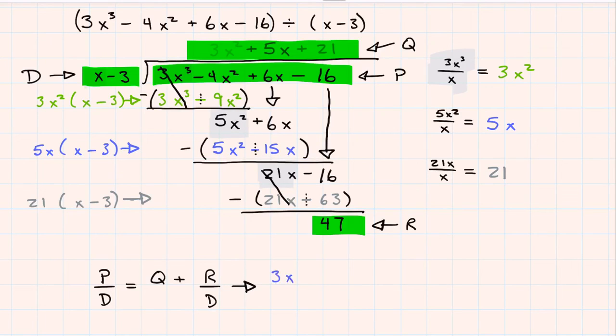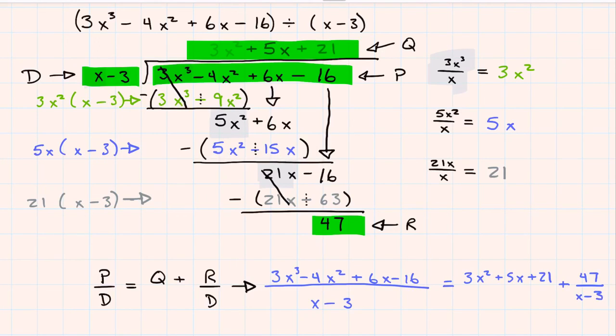So now we can write the division statement. 3x cubed minus 4x squared plus 6x minus 16 divided by x minus 3 equals the quotient, which is 3x squared plus 5x plus 21, plus the remainder, which is 47, divided by the divisor, which is x minus 3.